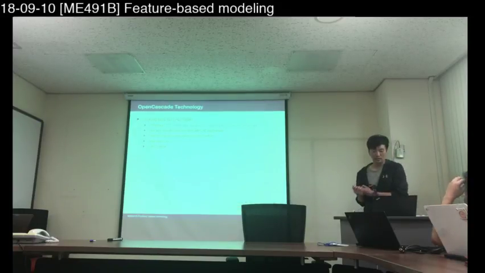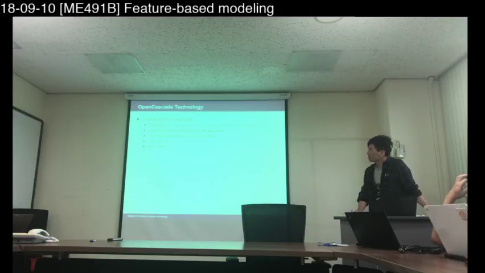The Open Cascade technology. Open Cascade is a geometry modeling kernel, and their group or company provides some CAD systems based on it. So it is also focused on 3D CAD models. They deal with 3D for CAD, CAM, CAE, and the main language is C++.